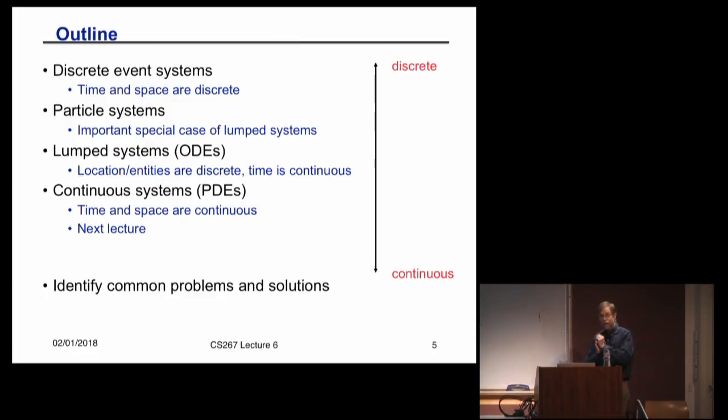So just to summarize, here's what I'm going to talk about for the next 2 lectures, or at least lecture and a half. Discrete event systems, where time and space are discrete. Particle systems, where it's discrete in the sense I have a finite number of particles, but now time is continuous and their locations are continuous. Then you can think of this as a special case of lumped systems or ODEs, where I can have arbitrary continuous locations in time. And then PDEs, and I'll probably only get through the first 3 today, and I'll leave PDEs for next time.